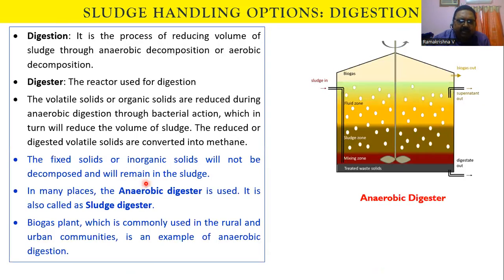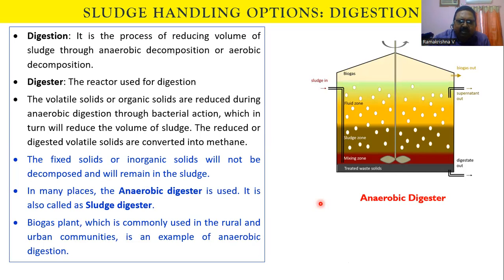Another option which is used for sludge handling is digestion. Digestion is the process of reducing the volume of sludge through anaerobic decomposition or aerobic decomposition. A digester is the tank which we are using for digestion. If it is an anaerobic process, it is called an anaerobic digester. If it is aerobic, it is called an aerobic digester.